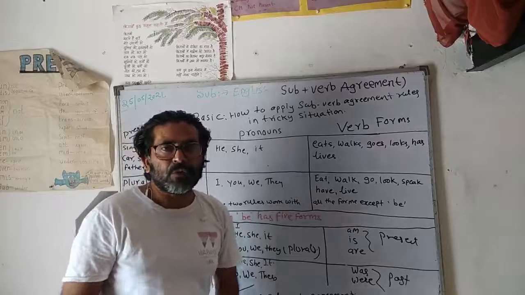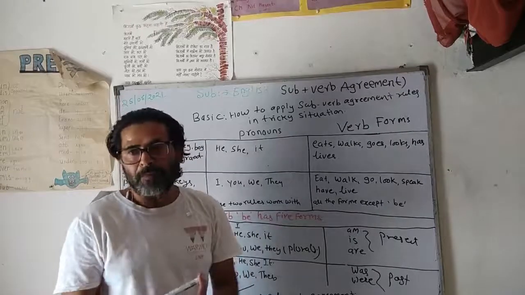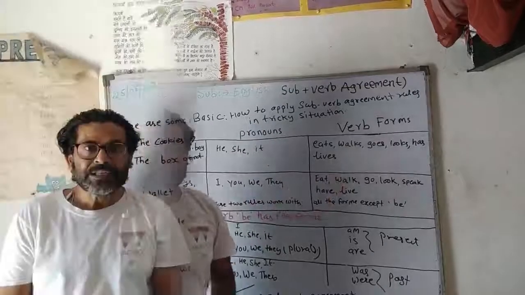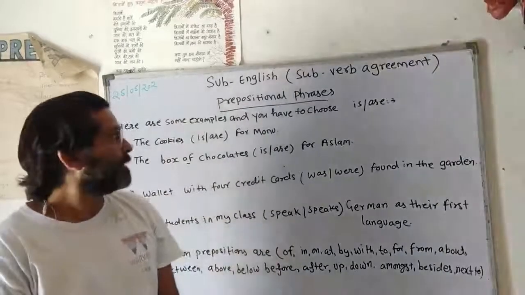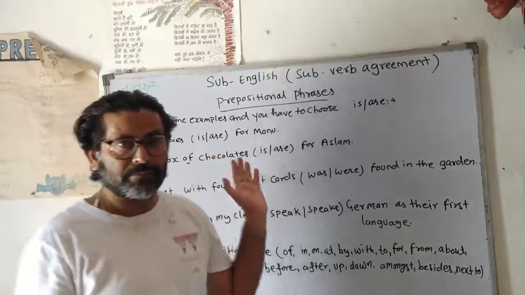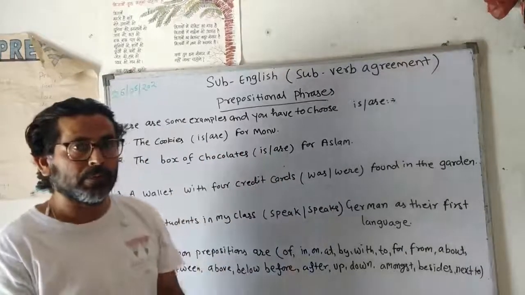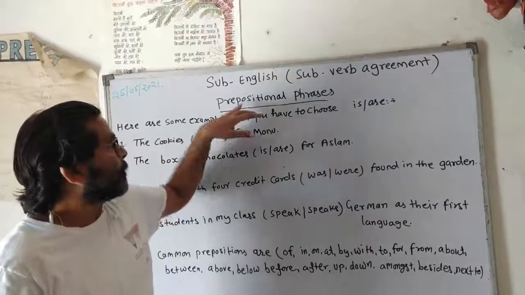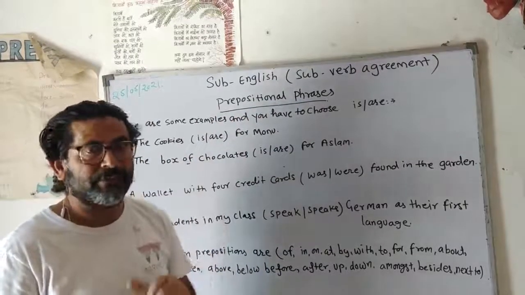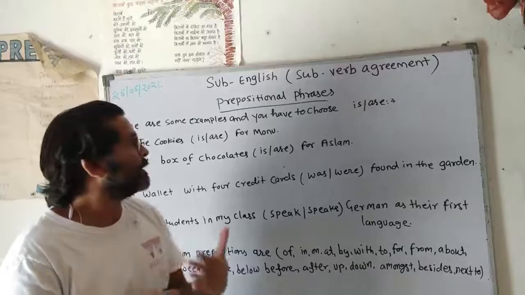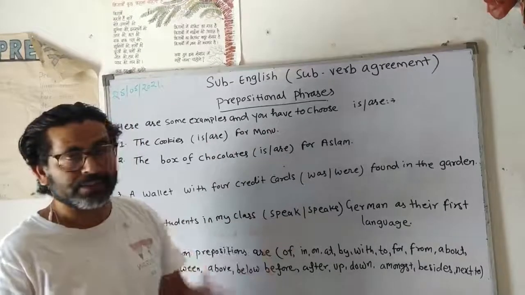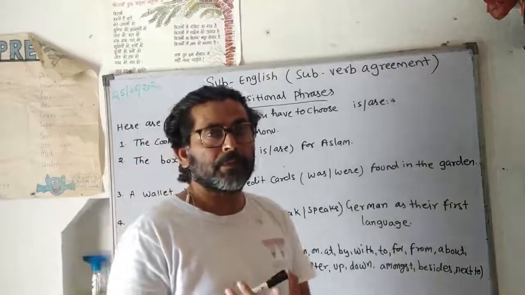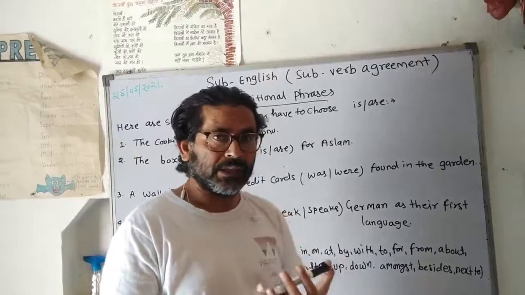And in the next video we will learn more about this topic. So as I told in the first video, we will learn more about subject and verb agreement. In this video we will learn about prepositional phrases and how the prepositional phrases create problems in identifying a verb and a subject in a sentence.